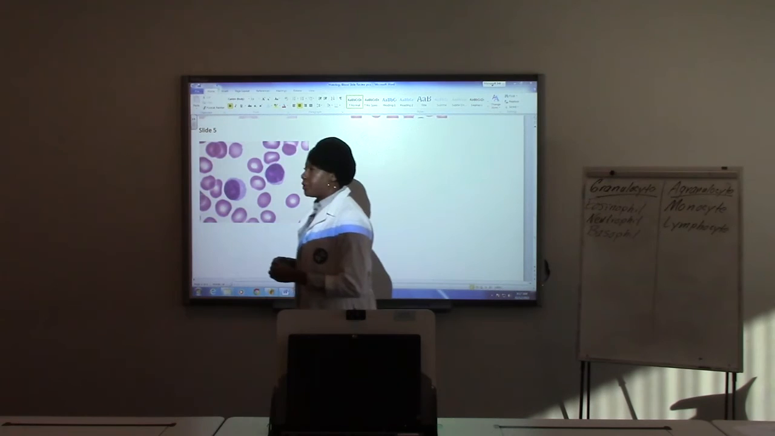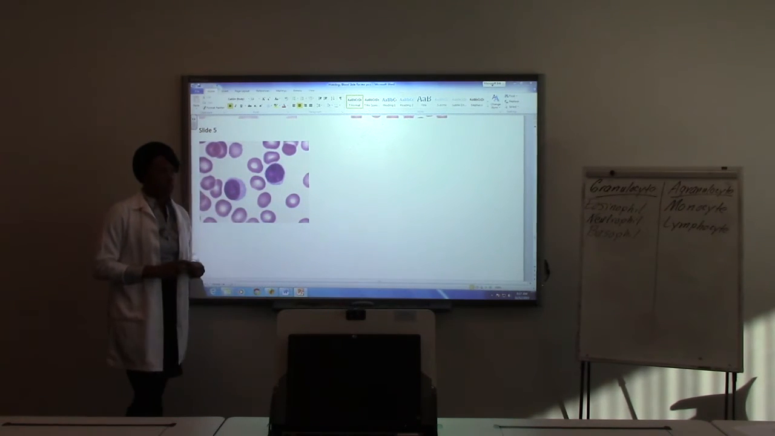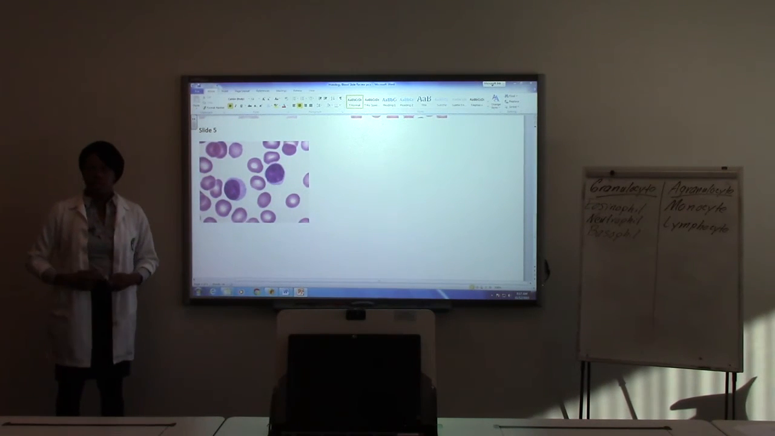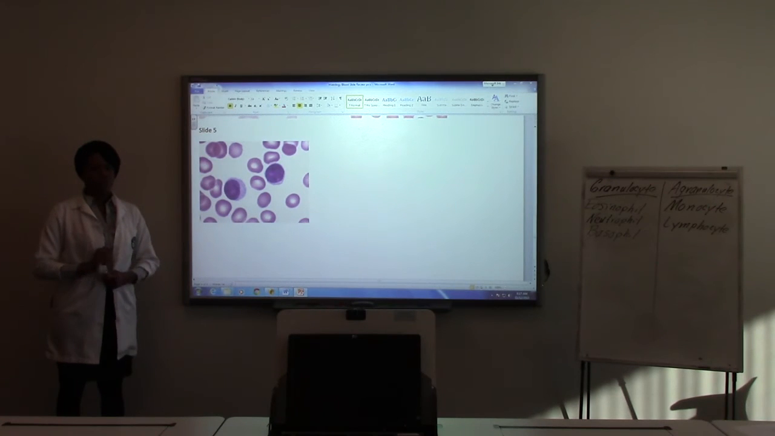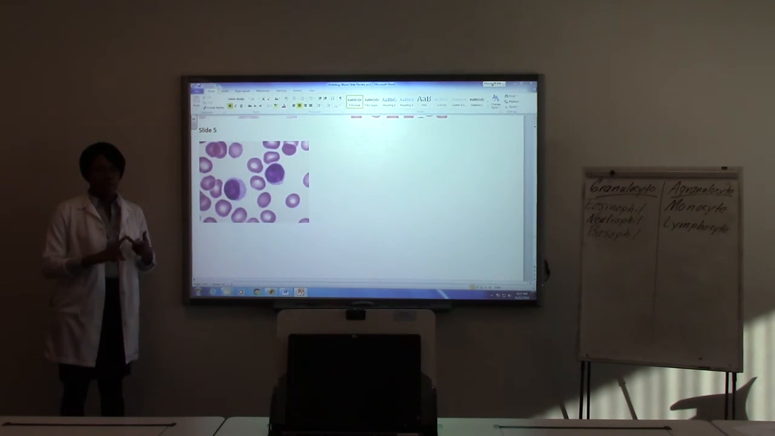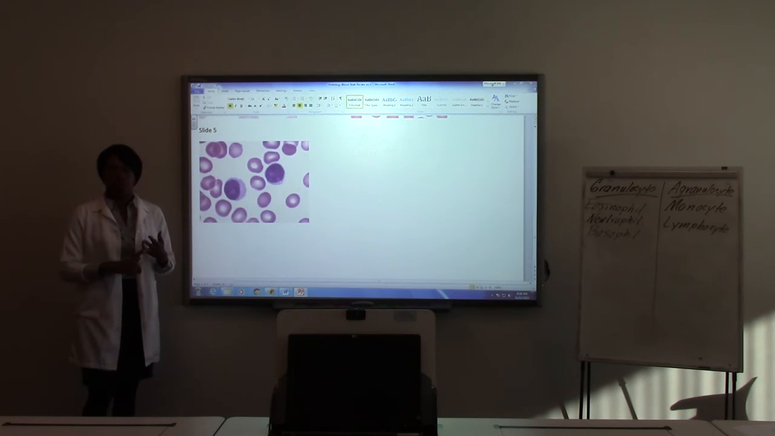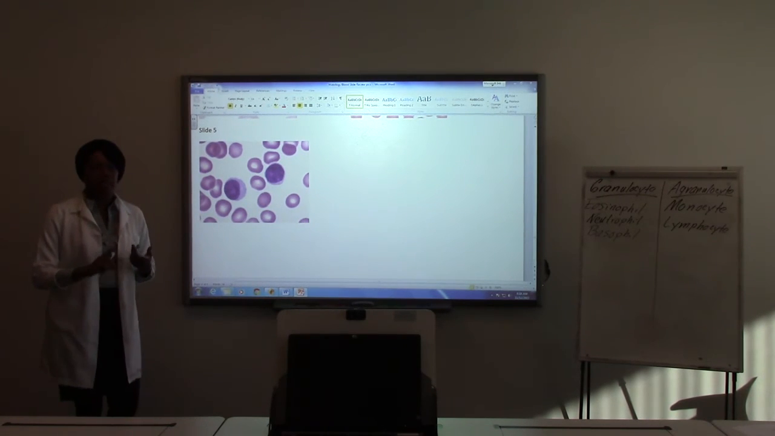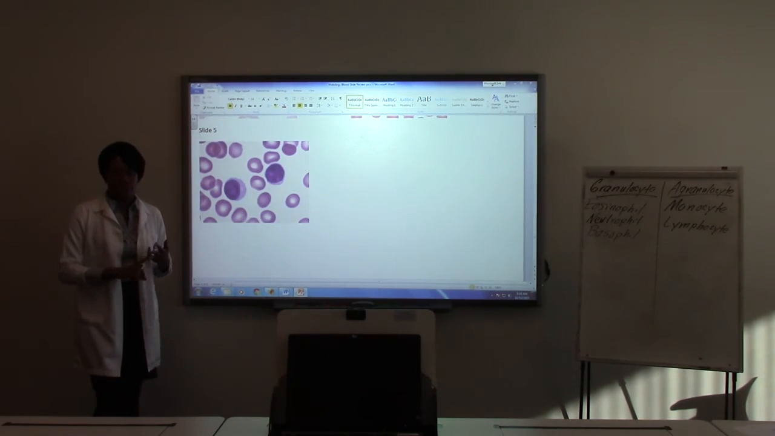Now, lymphocytes break down into three categories of cells. What are those three categories they break down into? T, B, and... Is it the natural killer cells? Yes, very good, natural killer cells. Okay, so lymphocytes break down into T, B, and natural killer cells.